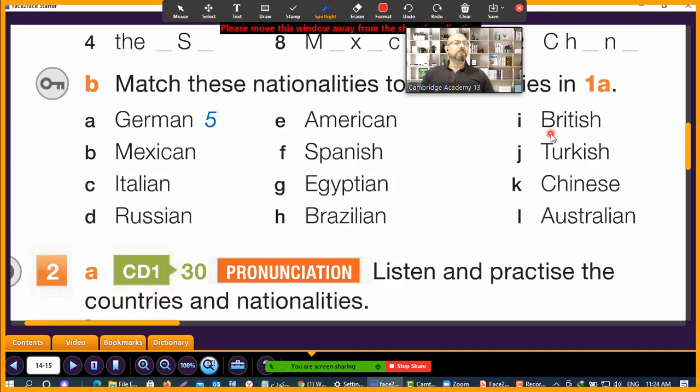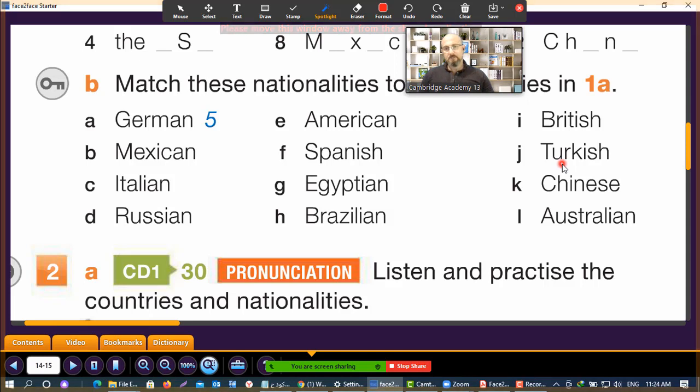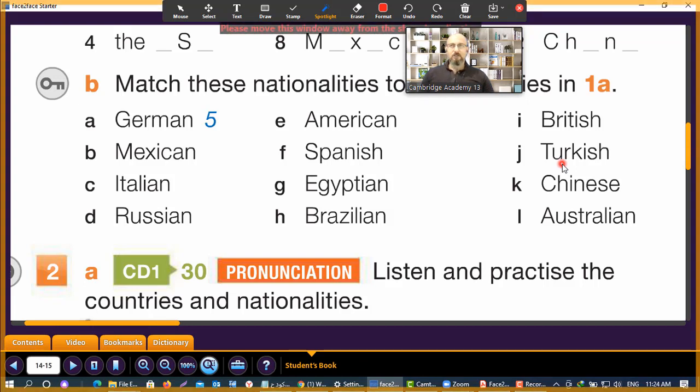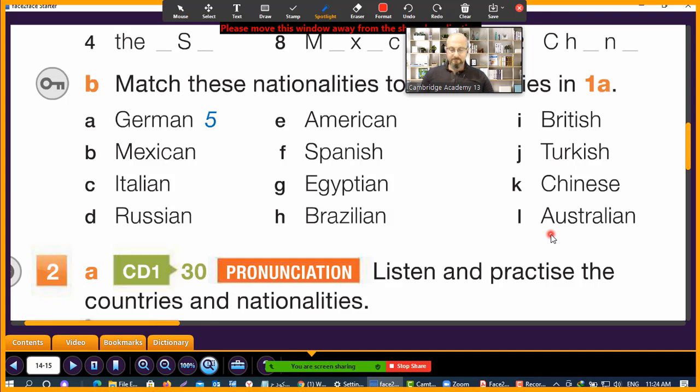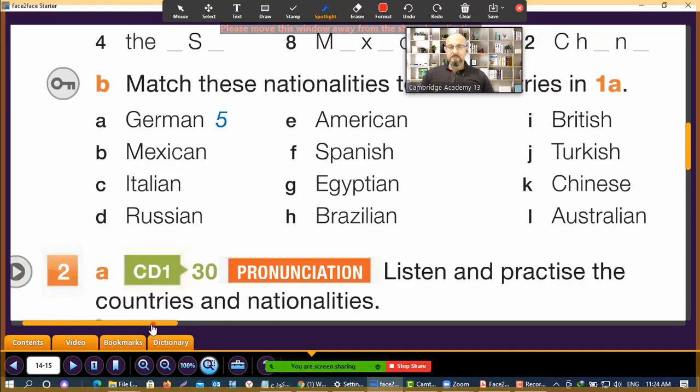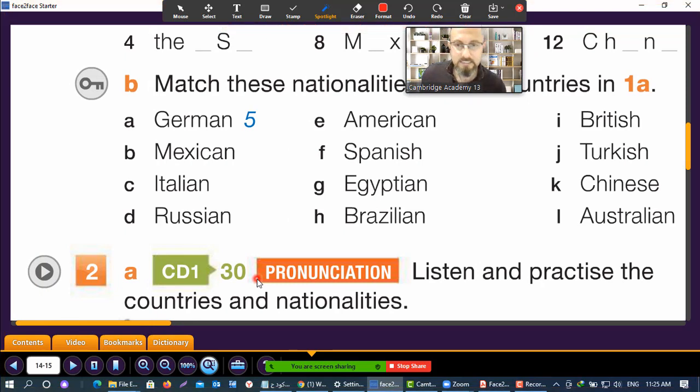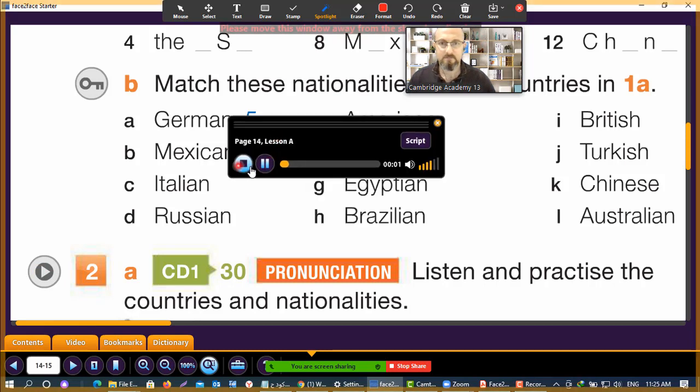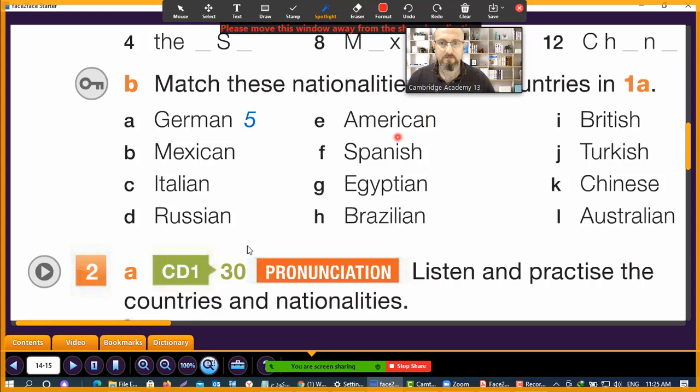The UK, British. The UK, British. Turkey, Turkish. Turkey, Turkish. China, Chinese. China, Chinese. Australia, Australian. Australia, Australian. Very good. Okay, I will send you the recording for countries and nationalities here. Track 30. Yes, number 30. Just a minute.